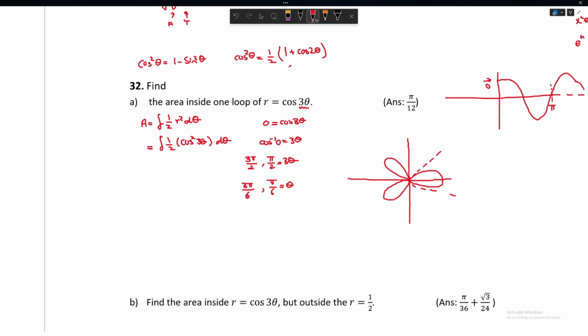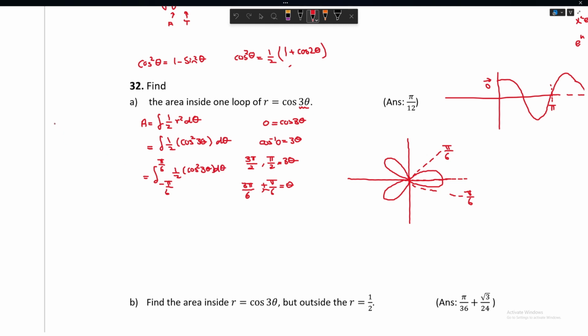Since we know the angle up here is your pi over 6, you can either take it from 0 to pi over 6 and times it by 2, or you can take it from negative pi over 6 to pi over 6. That's what I'll be going with. So plugging into here, what you'll get is the integral from negative pi over 6 to pi over 6 of 1/2 cos squared 3 theta d theta.